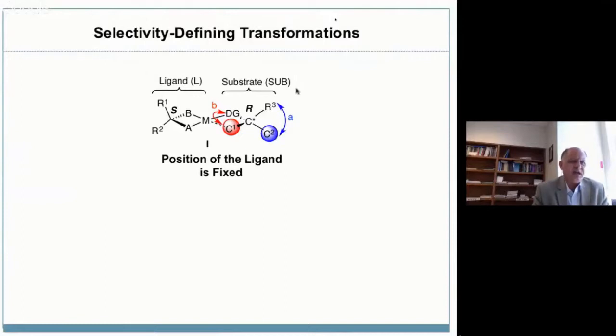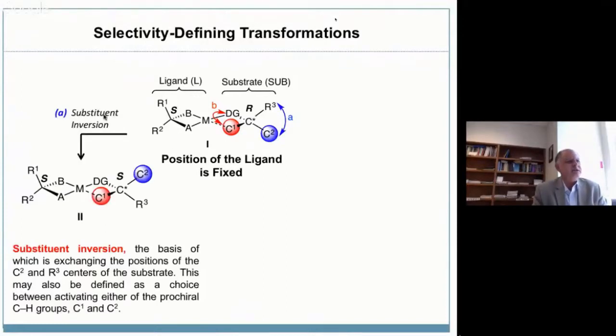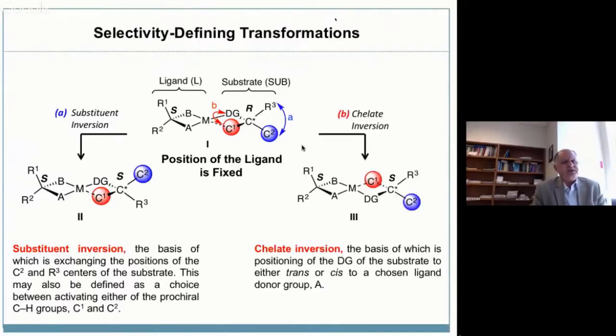We found that one of these transformations is a substituent inversion process. And the basis of this process is the exchanging of the positions of C2 and R3 ligand centers of the substrate. This may also be defined as a choice between activating C1-H and C2-H bonds. Another transformation which we found is a chelate inversion transformation.